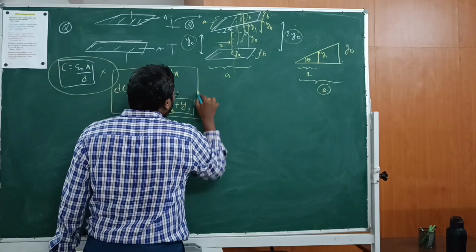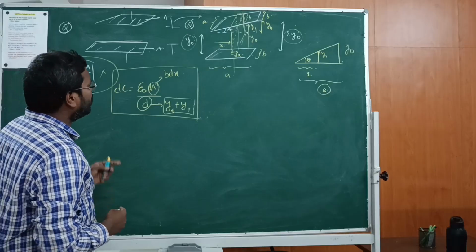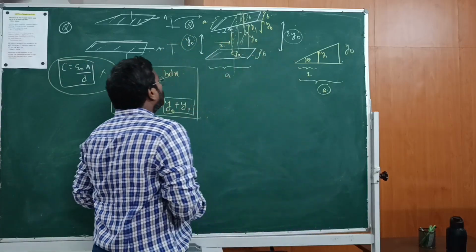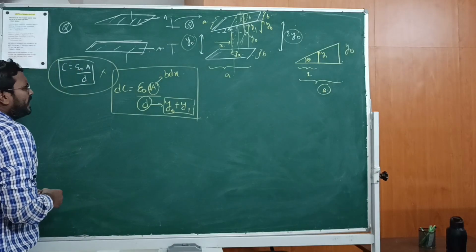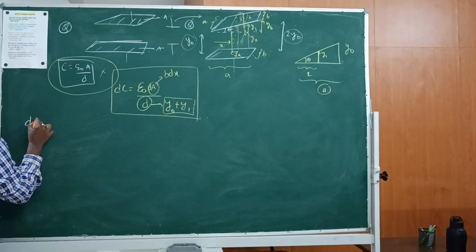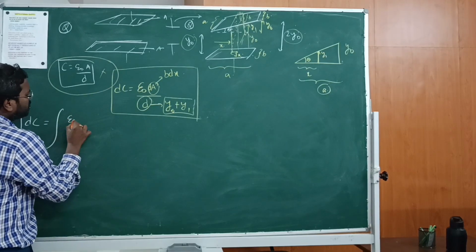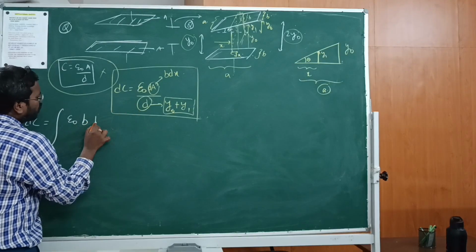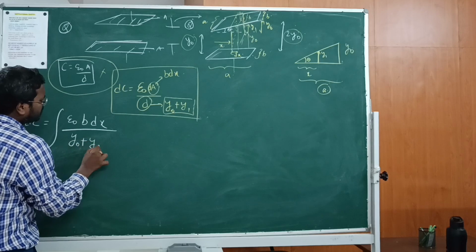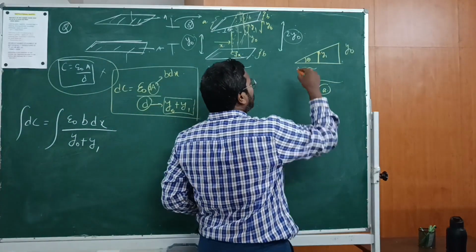Now think about it. How do we find the equivalent capacitance when this gap varies from Y naught to 2Y naught, right? So here let us take a small dC, and if we integrate it, we get the total capacitance. So epsilon naught dA here is epsilon naught b dx, divided by d, which here is Y naught plus y1.